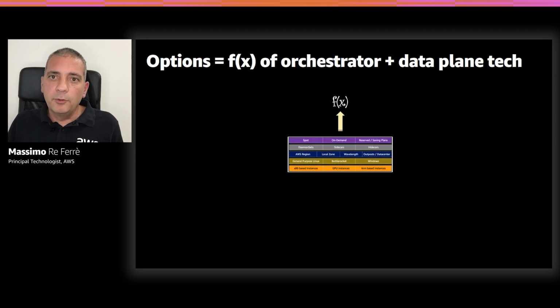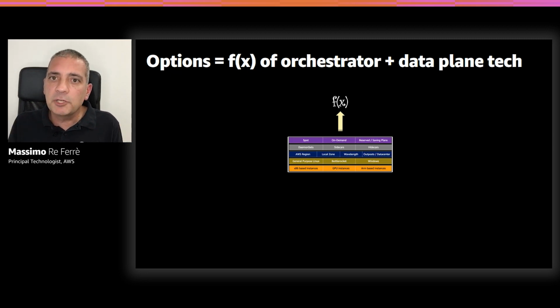So we went through all of these options. How do they tie together? These are the 5 dimensions that we talk about, right? The purchase option, the infrastructure extension, the location, the operating system, and the CPU architecture. How do I mix and match them?